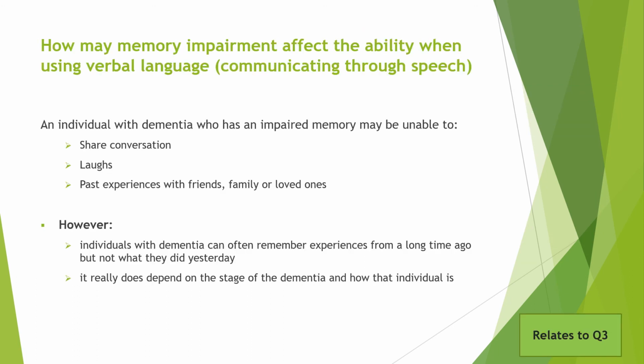An individual with dementia who has an impaired memory may be unable to share conversation. They may be unable to laugh. They may be unable to remember past experiences with friends, families, or loved ones. However, individuals with dementia can often remember experiences from a long time ago, but not what they did yesterday. It really does depend on the stage of the dementia and how that individual is.